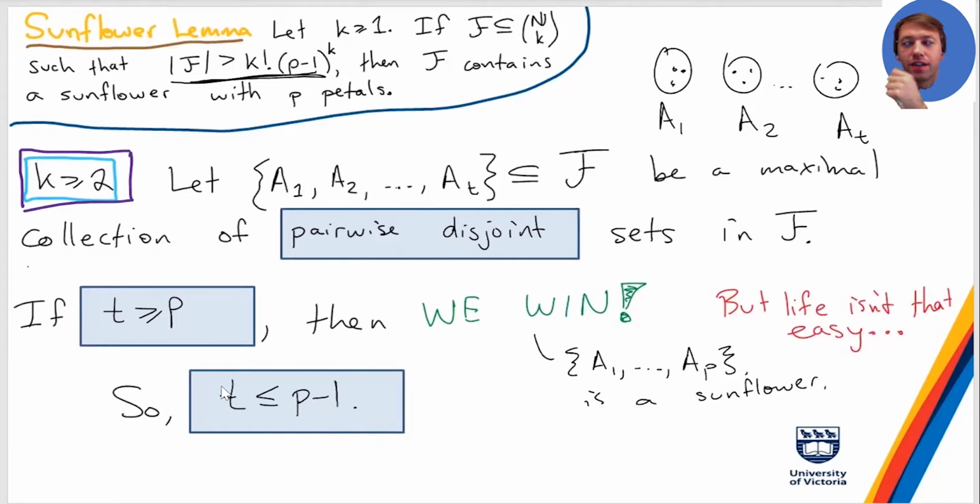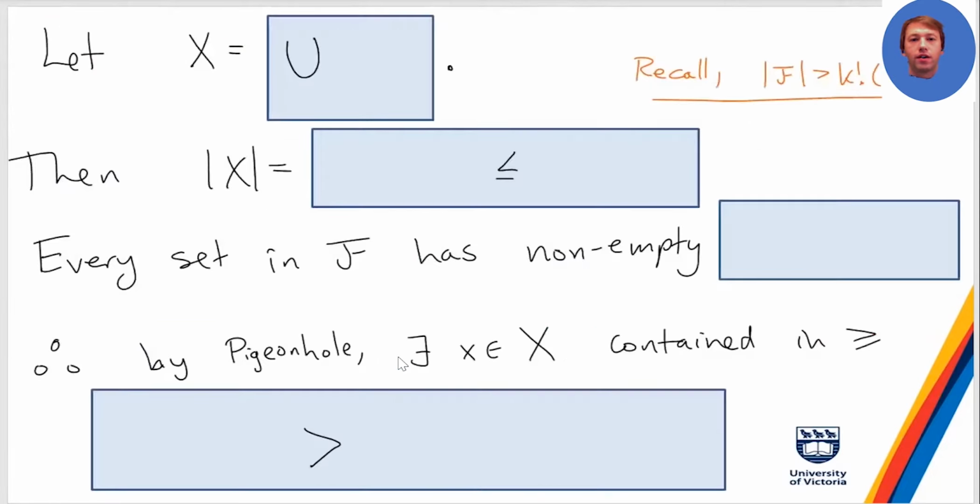Okay, so now we're kind of at a loss, right? What are we going to do? Well, taking a maximal set of disjoint things is going to be useful, because what you know now is that every other set in F intersects one of these things. So how are we going to use that? I'm going to define a set X, which is the union of the AIs, for I equals 1 to T.